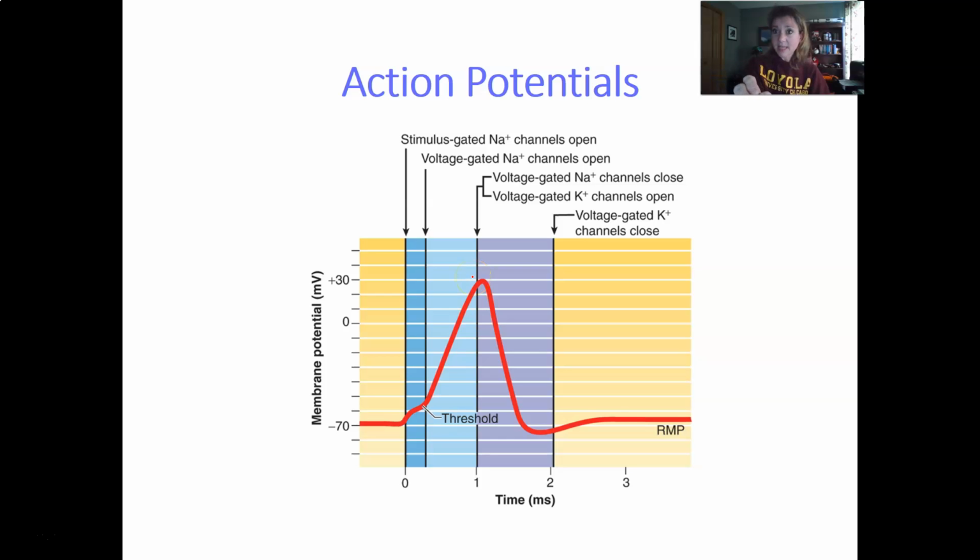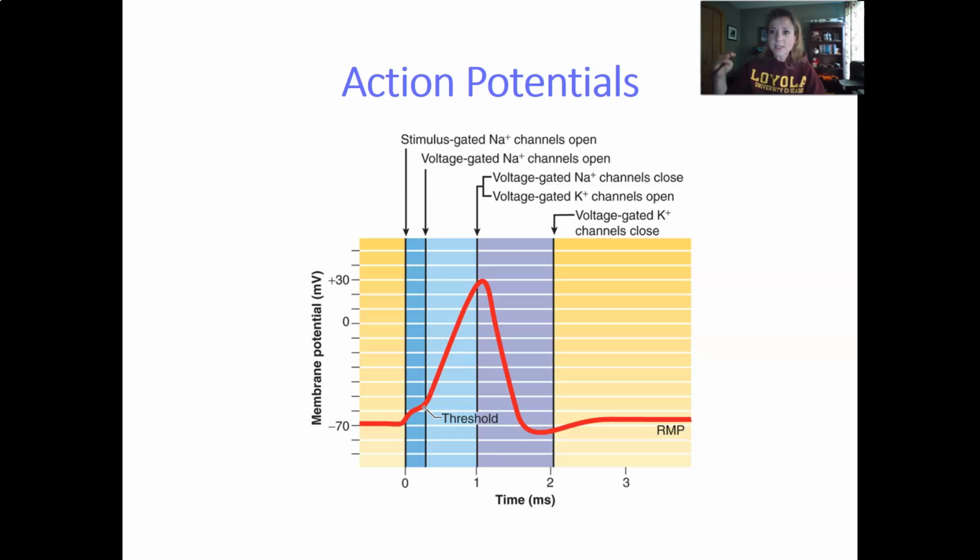Remember that our potassium channels were stimulated to open at the same time as our voltage-gated sodium channels, but they were slow to open. But by the time we get up to positive 30 millivolts, our potassium channels are open. And now our positively charged potassium ions are repelled by all of the positive sodium ions that are inside of the cell, and they get out of that cell.